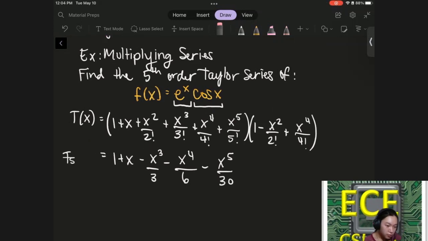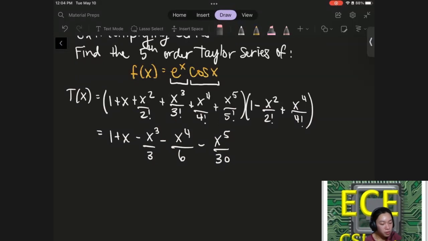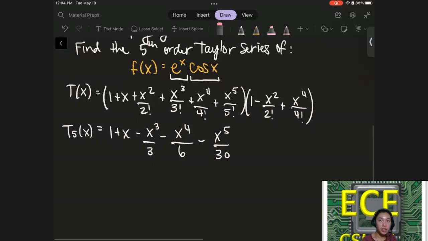That's T to the 5th of x. The question was to find the 5th order, which means finding the Taylor series up to the exponent 5. So pretty simple, just multiplying it.